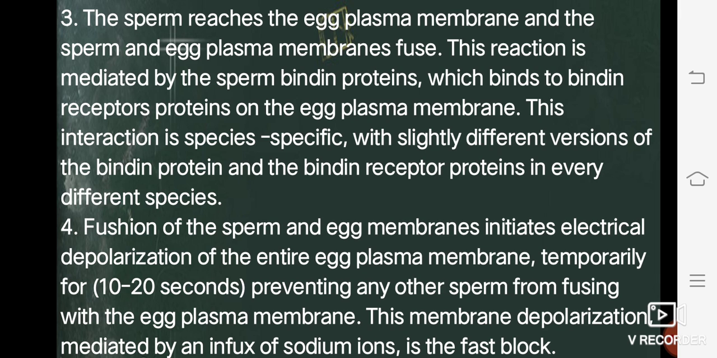Fourth, the fusion of the sperm and egg membranes initiates electrical depolarization of the entire egg plasma membrane temporarily for 10 to 20 seconds, preventing any other sperm from fusing with the egg plasma membrane. This membrane depolarization, mediated by an influx of sodium ions, is the fast block to polyspermy.